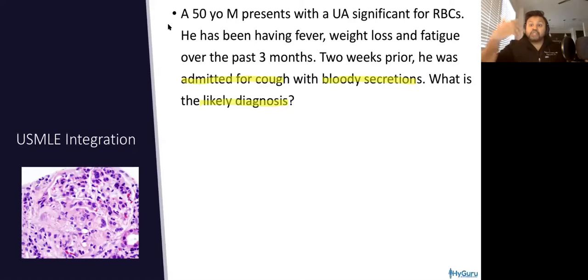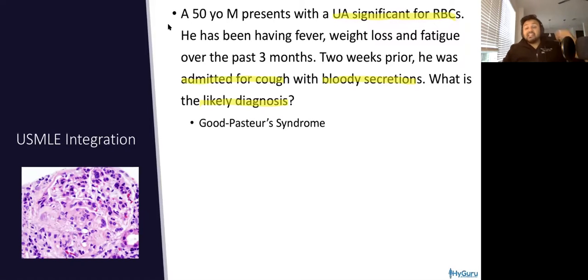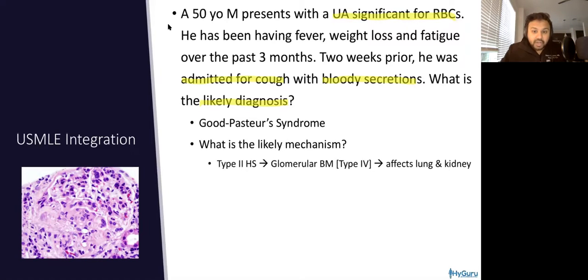So I kind of jumped from nephritic syndrome to tell you, here is a UA that is also suggesting a nephritic condition. And now this patient also has hemoptysis. And so we're worried about Goodpasture syndrome, or anti-glomerular basement membrane antibody disease. This is a classic, what we call, hemoptysis-hematuria syndrome. So what is the likely mechanism here? Well, remember that this is a type 2 hypersensitivity reaction to the glomerular basement membrane, which is type 4 collagen, which affects both the lung, causing hemoptysis, and the kidney, which causes hematuria.